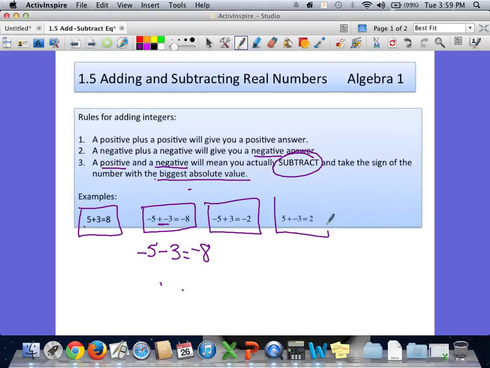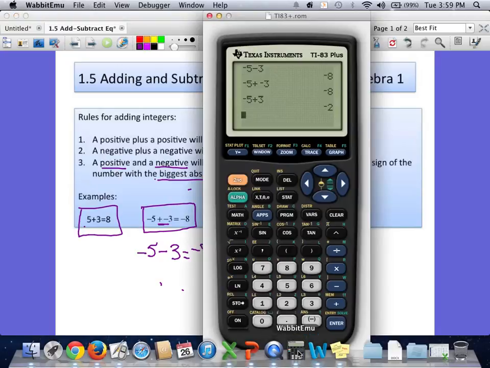Also, if we have opposite signs, 5 plus a -3, you still do it the same way. You subtract 5 minus 3, which is 2, and the biggest number is 5, so therefore it's positive. And again, if you wanted to put that in there, 5 plus a negative, whoops, not that sign, plus a -2, it'll give you 3.